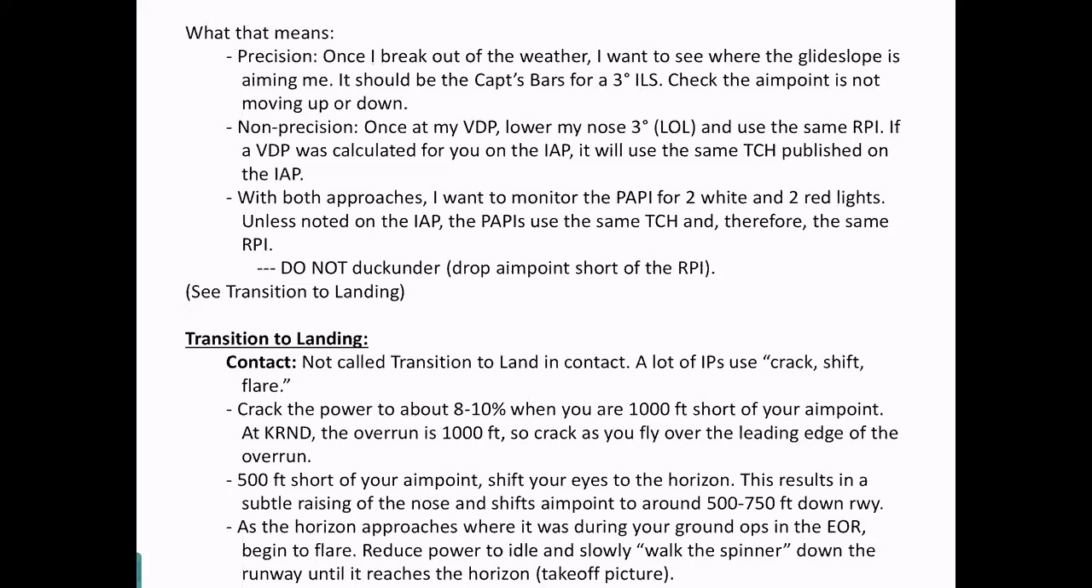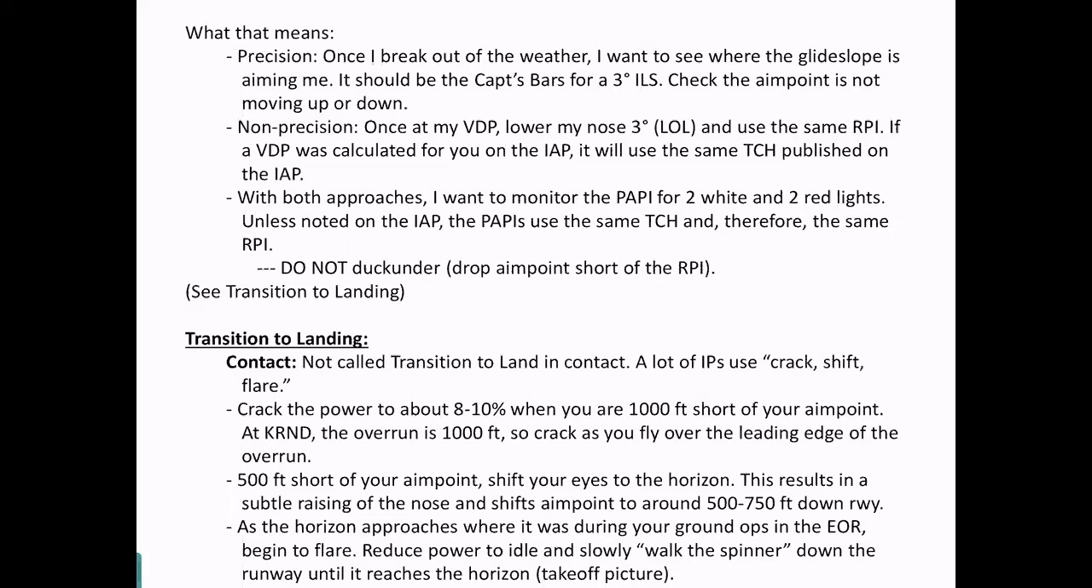Now, if you don't know what this looks like, before you take off next time, while you're still sitting in the EOR, before you call tower, take a moment and start looking around outside. Look at where the horizon is. Look at how high up it is. Maybe try to find something on the canopy bow that you can use to judge, or notice how much of what you see is ground and how much of it is sky. Because with the flare, as the horizon approaches that means I'm getting close to the runway. Then we do our flare.